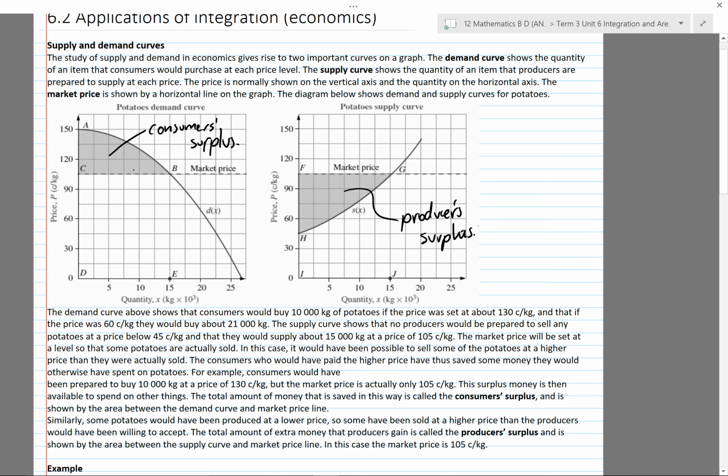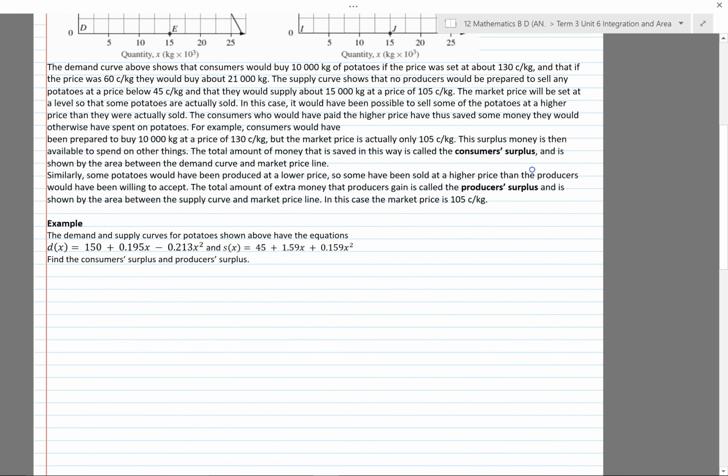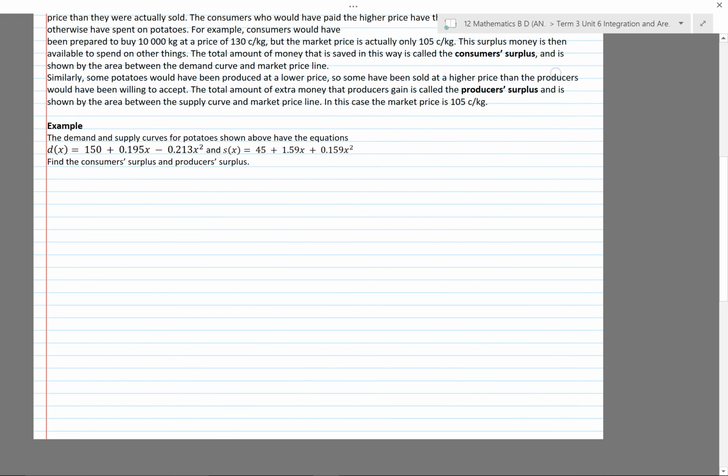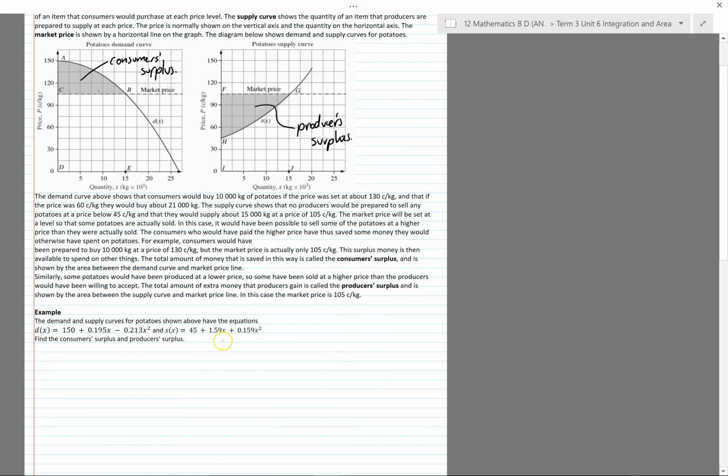Which is extra money made by the producers who get to sell it for the market price, but would have been prepared to sell it for a price a lot lower than that. So look at the example, we're given demand and supply curves for potatoes. Find the consumer surplus and the producer surplus. These two equations are referring to the two graphs above, which means I know that the market price is exactly in between 90 and 120, which means it's $105.